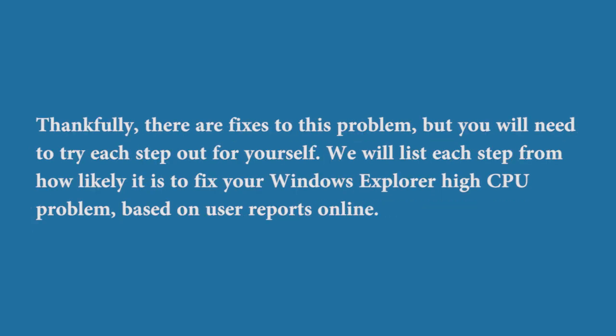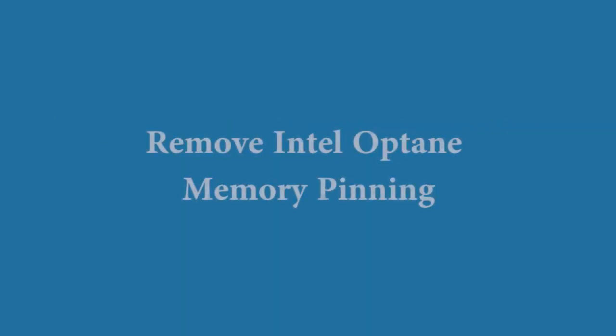Thankfully, there are fixes to this problem, but you will need to try each step out for yourself. We will list each step from how likely it is to fix your Windows Explorer high CPU problem, based on user reports online. Remove Intel Optane memory pinning.